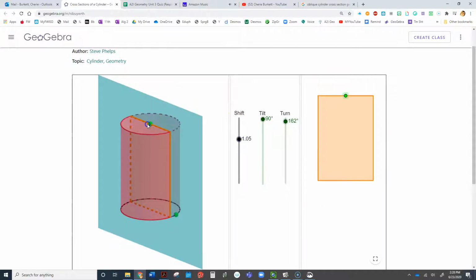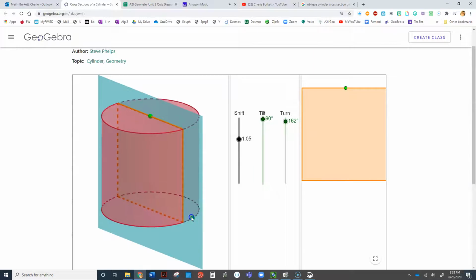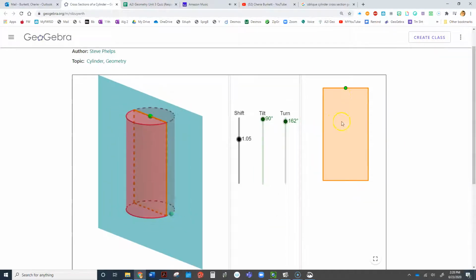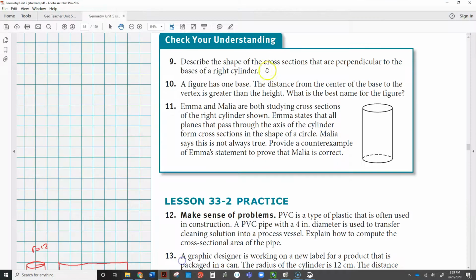I think if I move this down a little bit, I can change the size of the cylinder. This is the result of the cross section. This is what you're seeing over here. So we see this is a rectangle. Figure has one base.